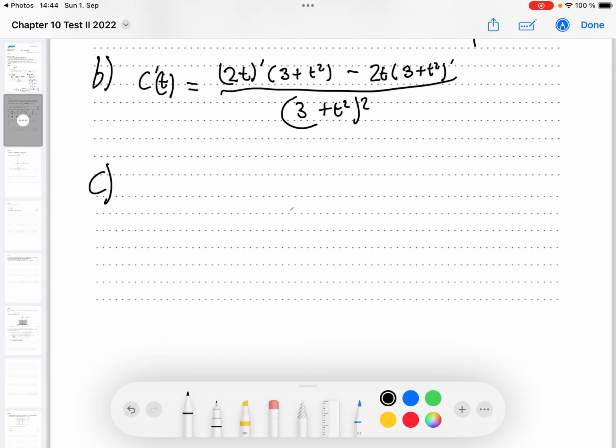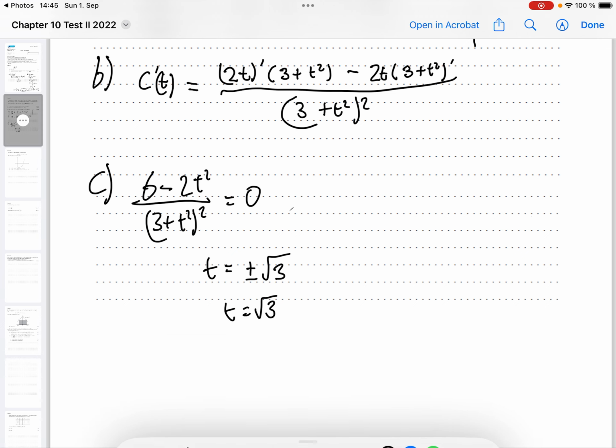So we know from the previous question that our derivative was 6 minus 2t squared all over (3 plus t squared) squared. So we equate this to 0. Now we just have to input it into our calculator, and this will come out to be plus or minus root 3. So because time can't be negative, we can discard the negative root 3. So we'll have t equals root 3.